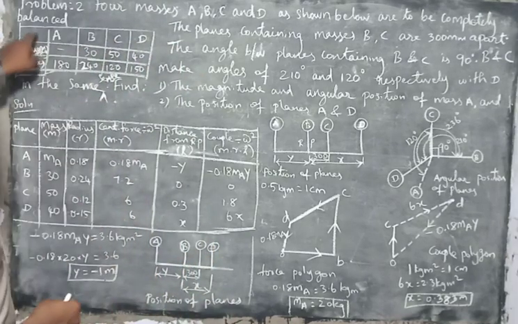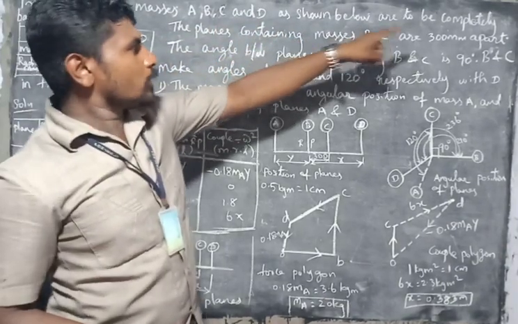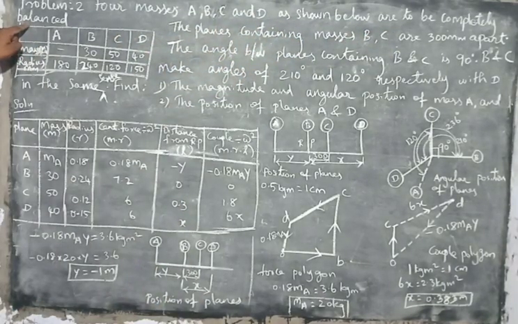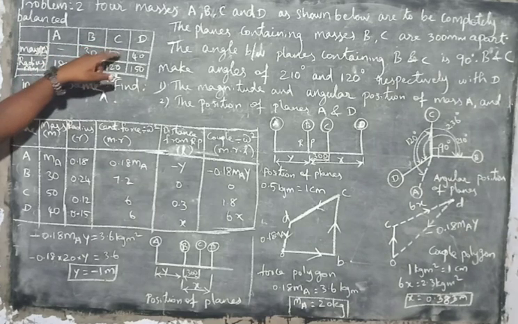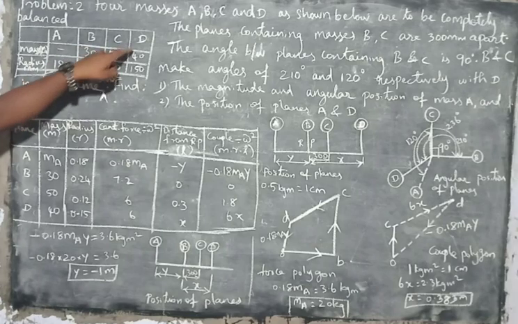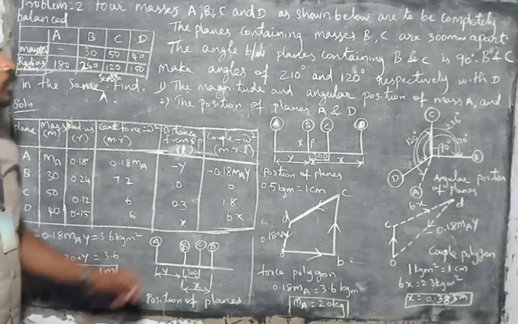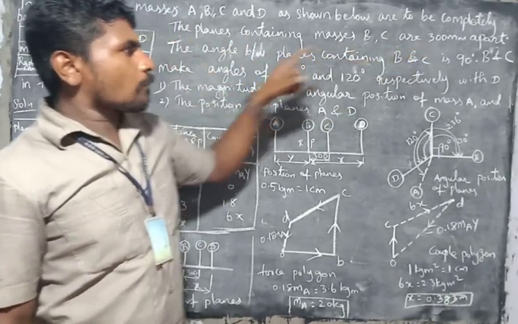Read the problem. Four masses A, B, C and D as shown below are to be completely balanced. The values for planes A, B, C, D are the mass and radius. The mass of A is not given. The masses are B 30 kg, C 50 kg, D 40 kg. The radii are A 180 mm, B 240 mm, C 120 mm, D 150 mm. The planes containing masses B and C are 300 mm apart.